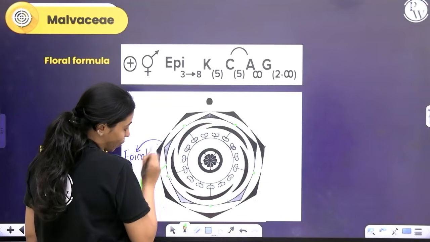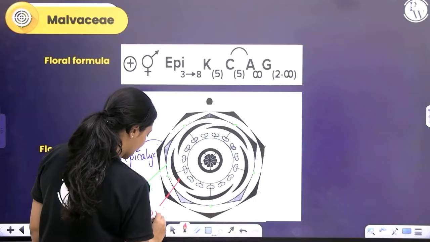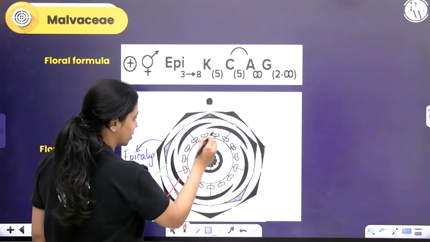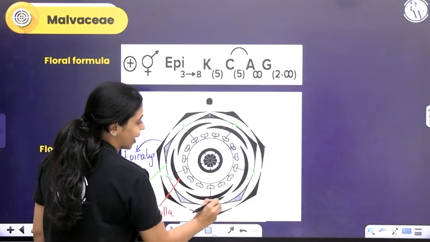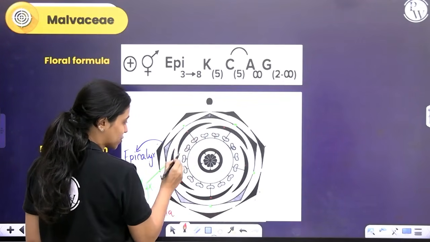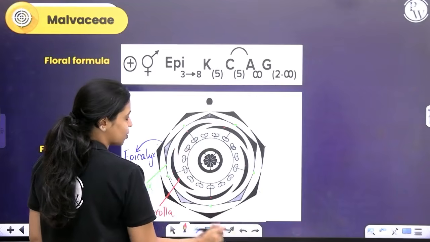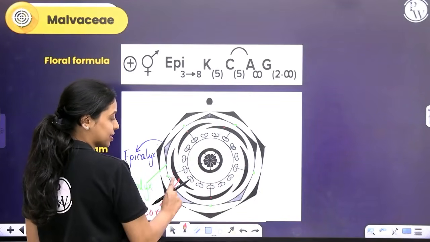If you look at the corolla inside, this whorl represents the corolla. You can see how there is 1, 2, 3, 4, 5. There are 5 petals, and you can see how they are not fused, there is no joint between the petals. So they are polypetalous. They are showing twisted aestivation. It's very clear.